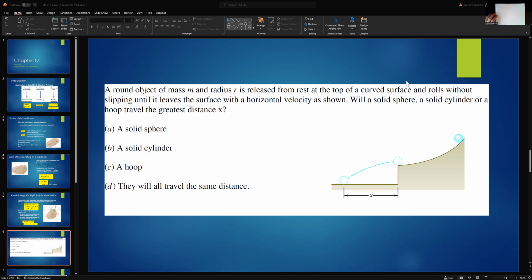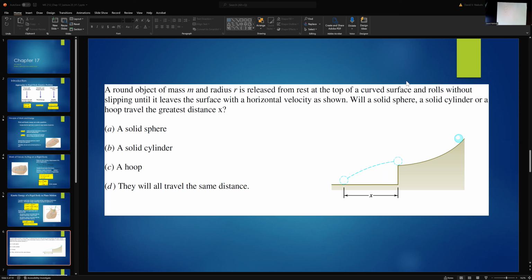The solid cylinder is 1/2 m r squared. So again, the solid sphere is 2/5 m r squared, the solid cylinder is 1/2 m r squared, and the hoop is just m r squared. So knowing the difference between the three, which one would you predict is the one that's going to go the farthest?